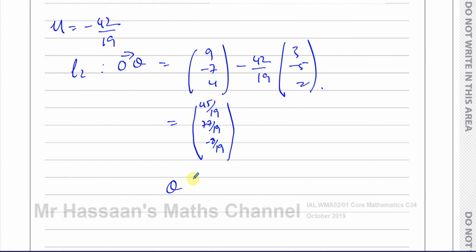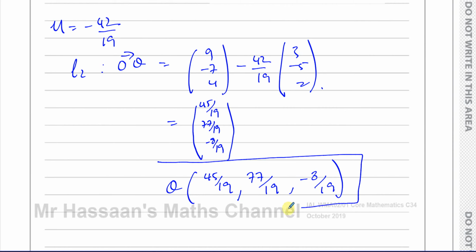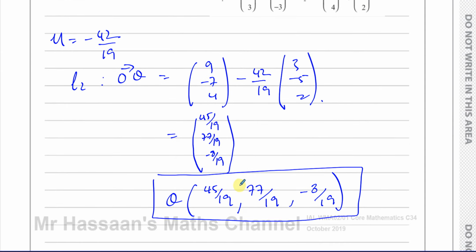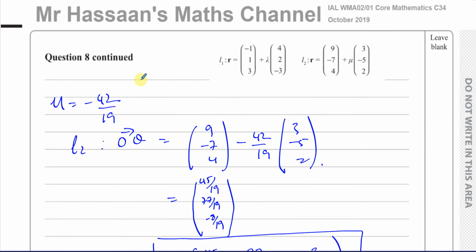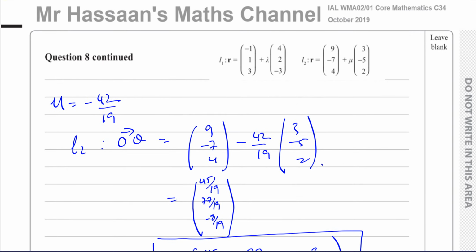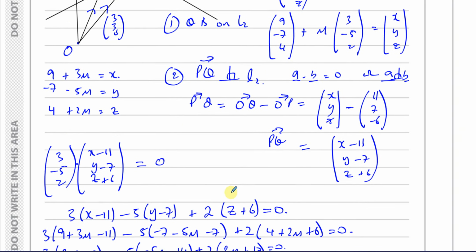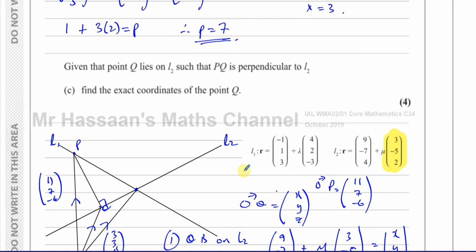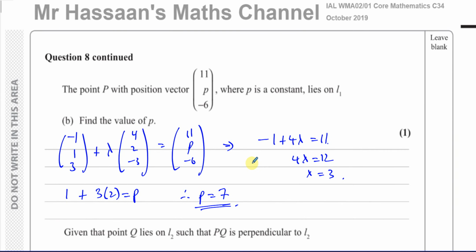So we can say that the coordinates of Q are: the x coordinate is 45 over 19, the y coordinate is 77 over 19, and the z coordinate is minus 8 over 19. And there we have our answer to this last part of the question. Bit of a weird answer in terms of the fractions, but it's actually correct. In the exam you won't be able to check, but if you wanted to go back and check in case you'd made any mistakes, you should do so. If you find that you haven't, then you should be confident you got the right answer.